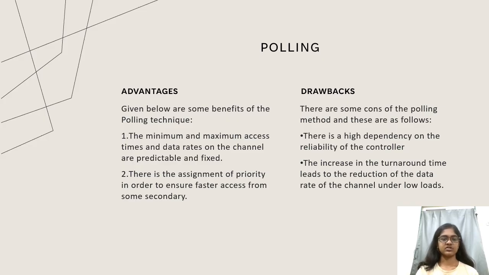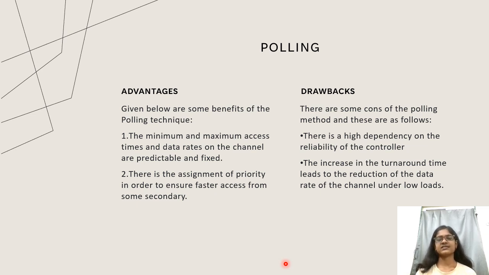So why use polling? First, it's predictable and we know the order in which each device can share data. This makes the data transfer smooth and reliable. Also, it lets us prioritize certain devices if needed, giving them faster access.